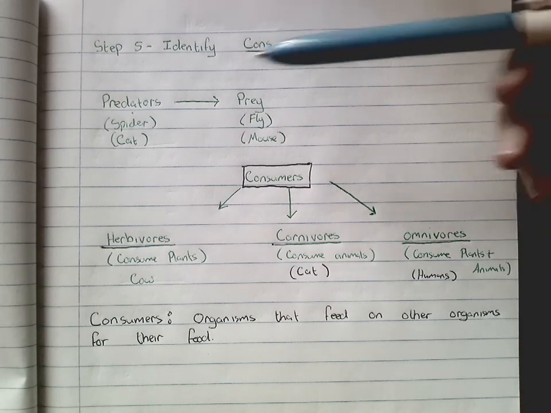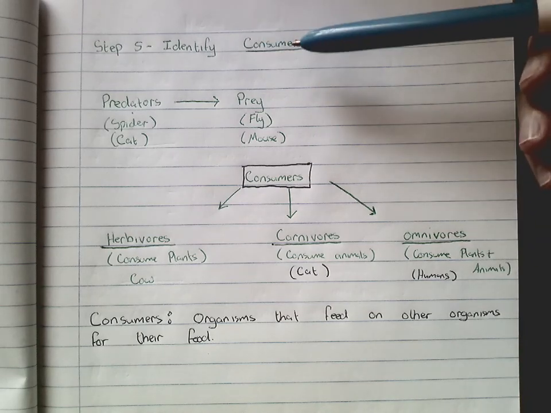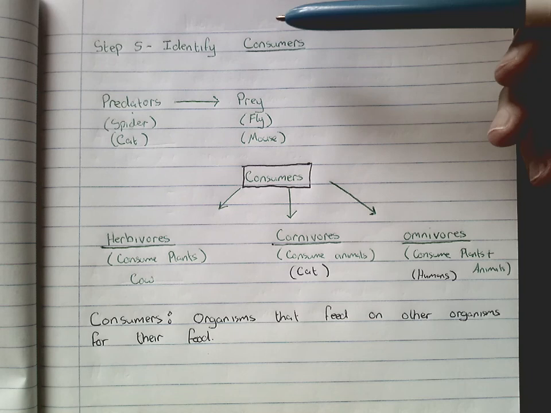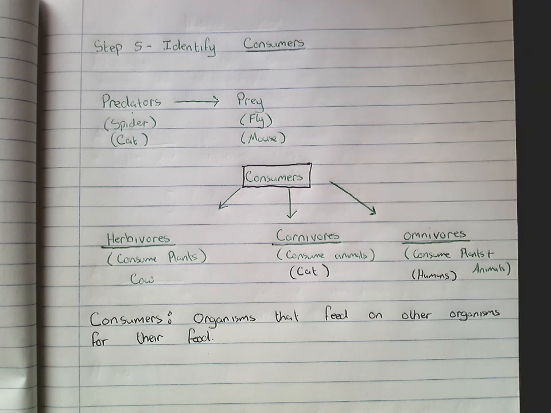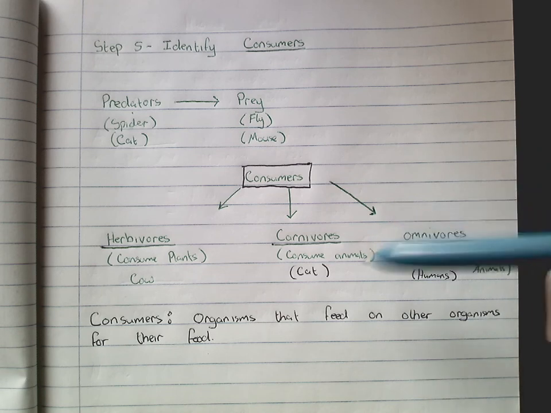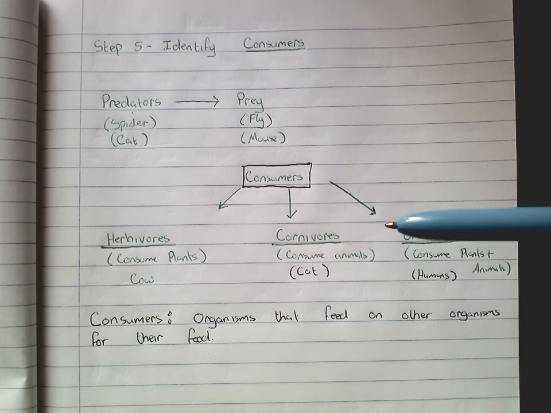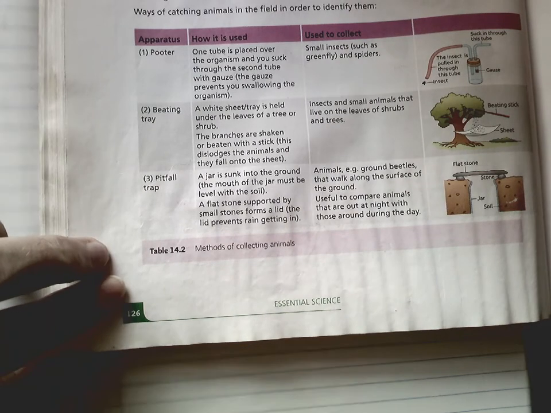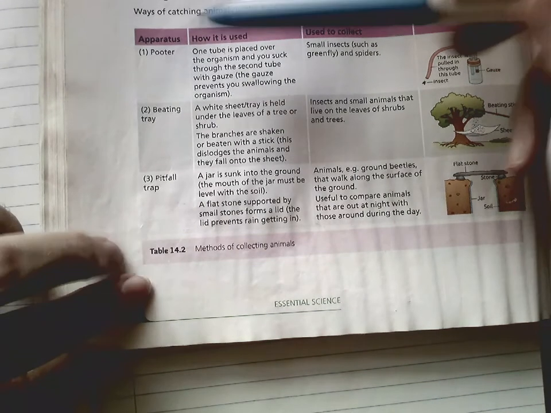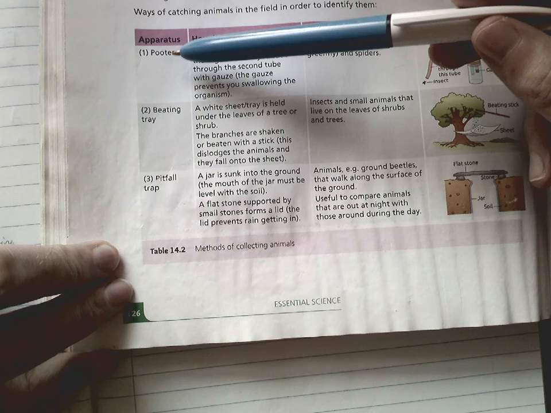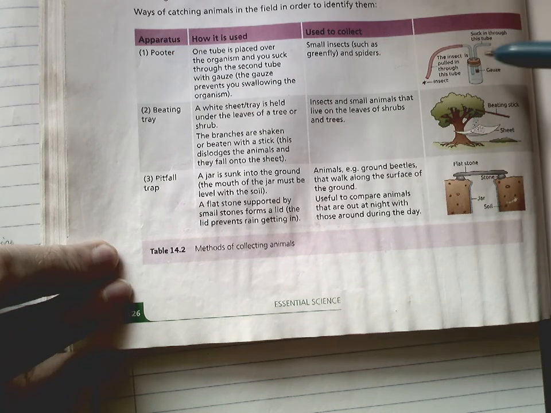Again, we need to think about how we go about identifying the types of consumers that we have present within our habitat. So the first thing, before we can identify them, we need to catch them. There are different ways that we can go about catching consumers within the habitat. We have this thing here that's called a pooter, P-O-O-T-E-R. And this is what it looks like.